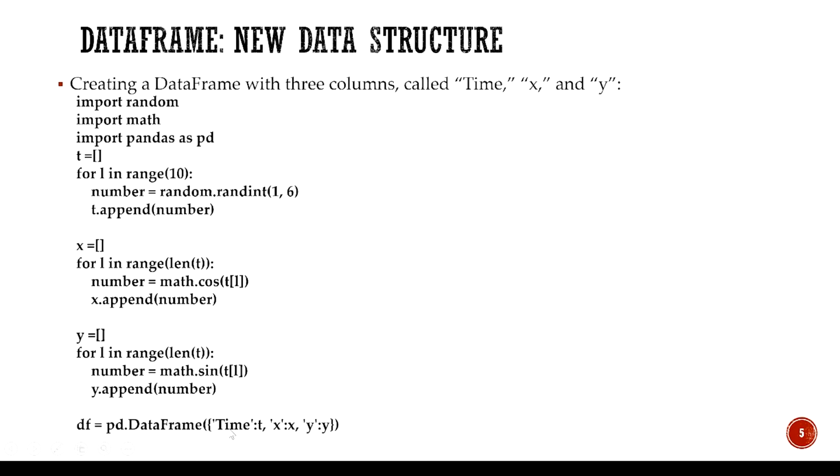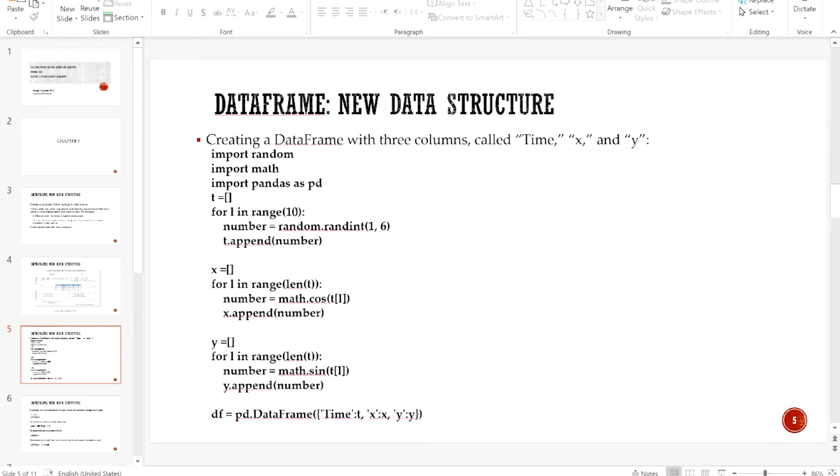The first column header is time, and then its value is t. The second column is x, and its value is x. So we use colon to assign value, and the same for the third column. So now let's try to implement this and see what this data frame looks like.